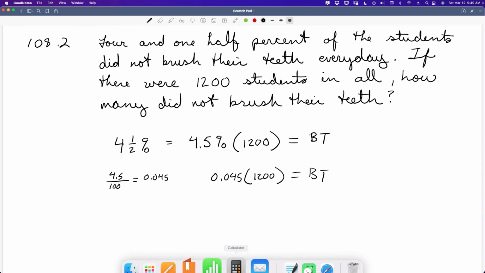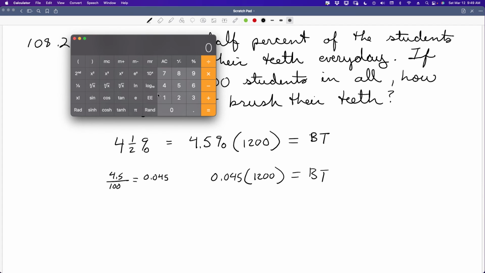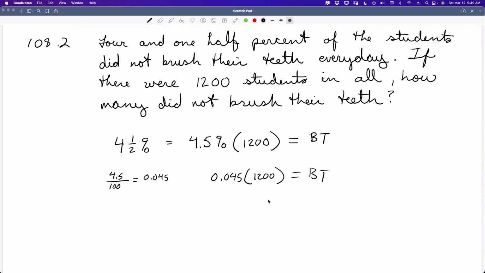So we just bring up our little calculator. We clear the previous work and we say 0.045 times 1,200 equals 54. So 54 students did not brush their teeth. And you could actually say didn't brush their teeth with the little negating line that we use for our inequality statements. So 54 is the answer to that problem.